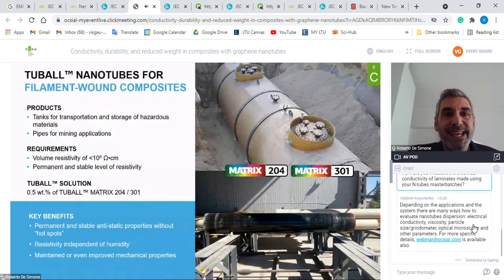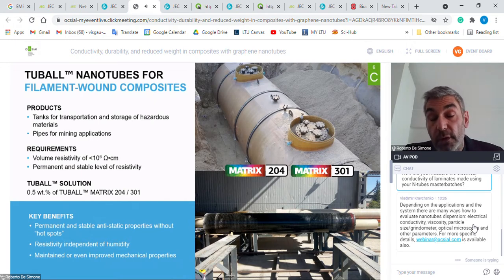Just to give you some examples of how to use Tubal in the standard applications, for the standard technology for composite. The first one is just the filament winding.